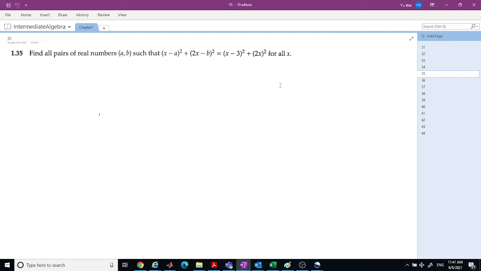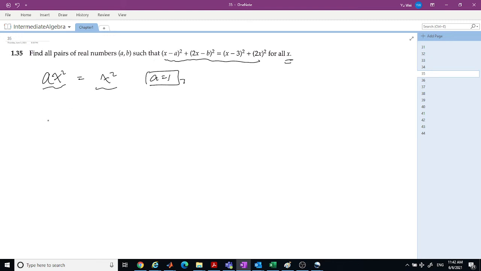So question number 35. We want to find all of the pairs a, b such that these are equal, right? So for all x, for any x, a x squared equals x squared. For any x, a must equal 1, right?